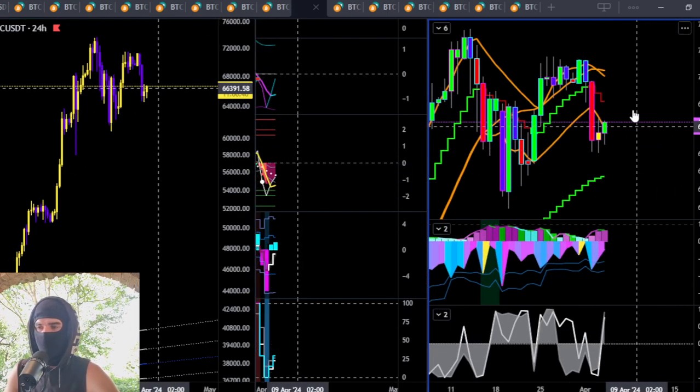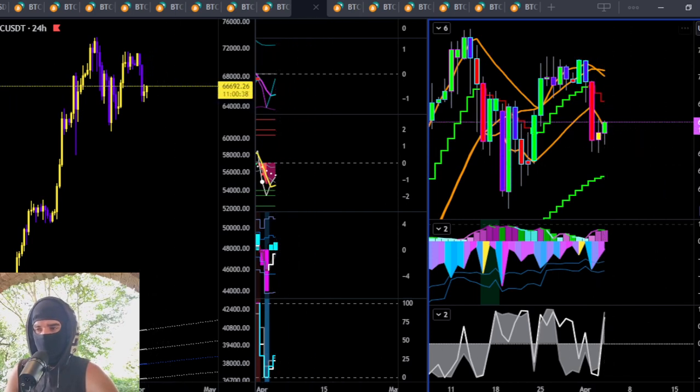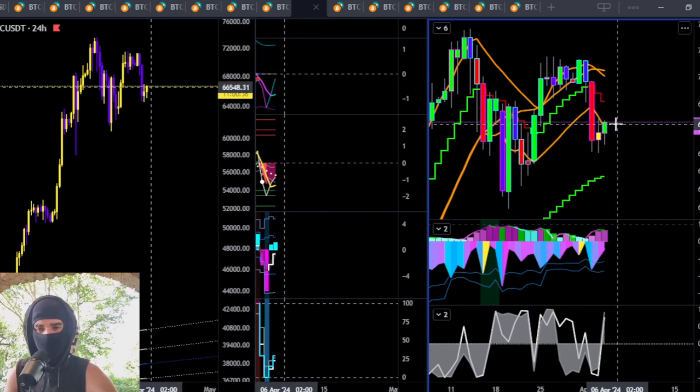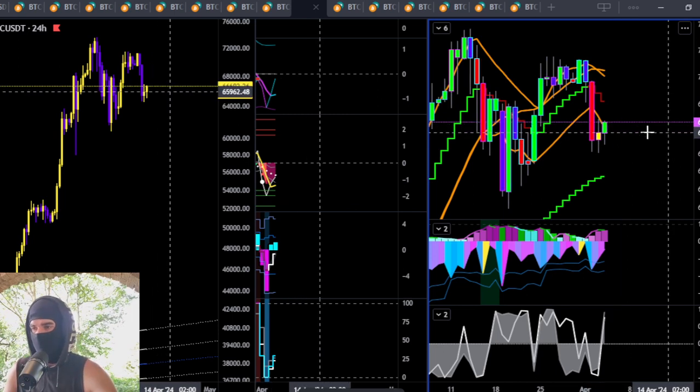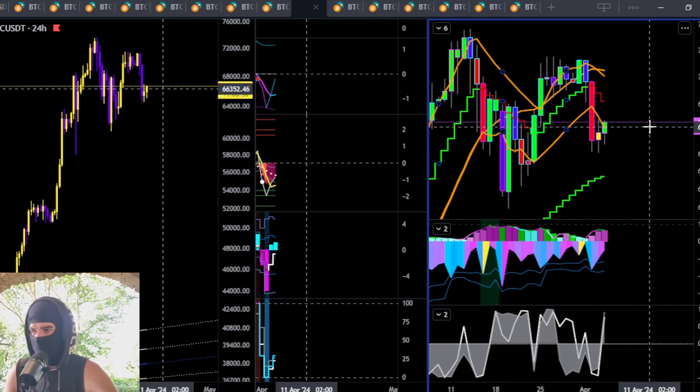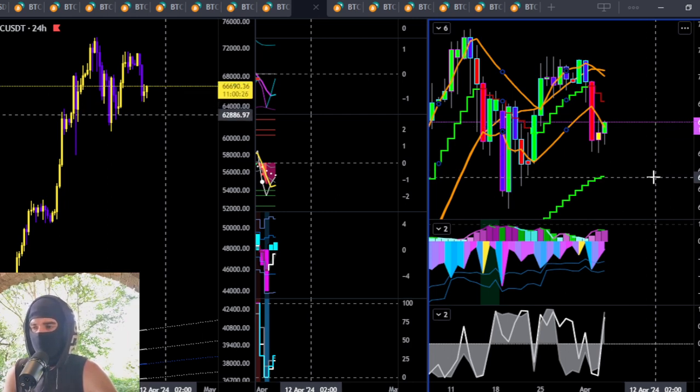24-hour, this is perfect. All right, so we must remember this area here with regards to the 24-hour, because if you remember the 15-minute cone we were just looking at, it's pretty much the same area. So I'm going to click on this orange line, and any closes below 66,352, we do look for mean reversion down to $62,961.